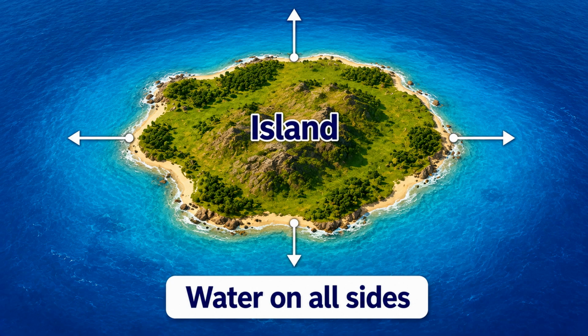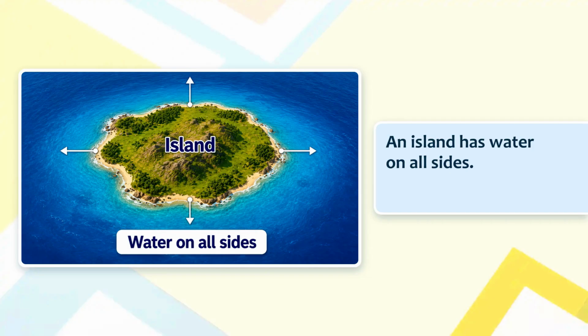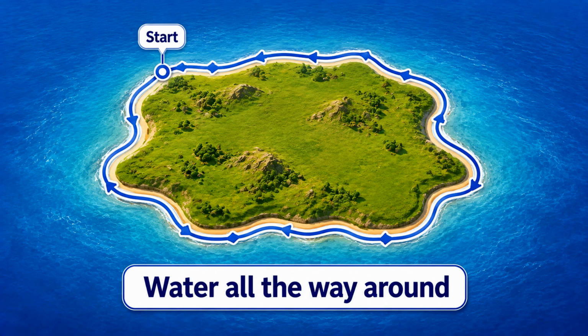Water continues around the whole land shape with no land connection. An island is land surrounded by water on all sides. Follow the edge one complete time. An island has water on all sides. The unbroken water ring gives us the deciding clue. The shoreline can be traced as one complete closed boundary because water lies beyond every part of it. With no land connection, the shape remains a separate piece of land.